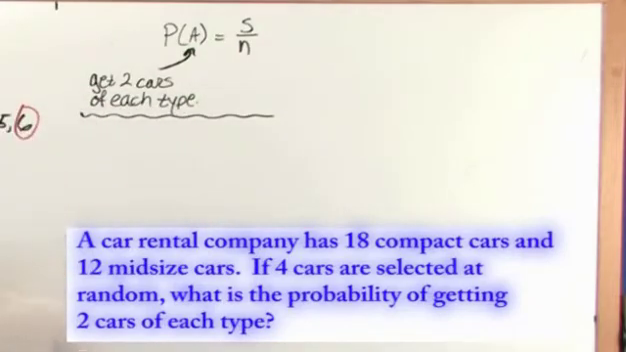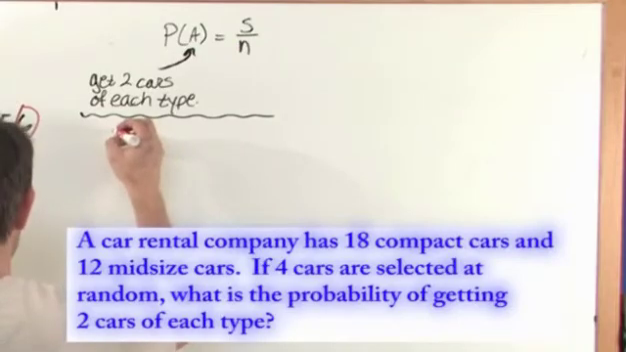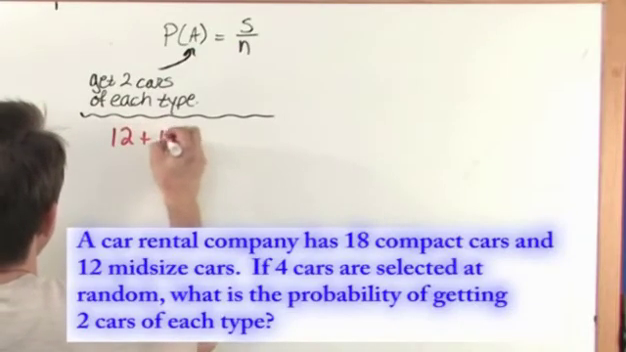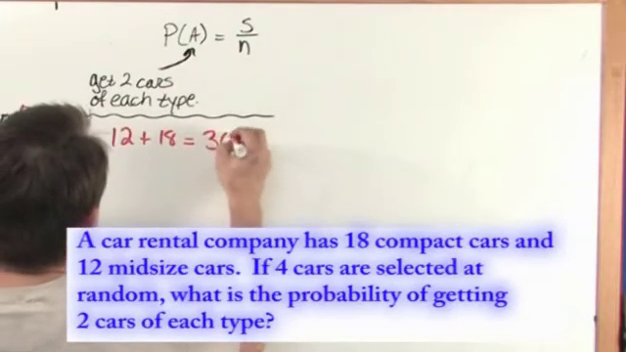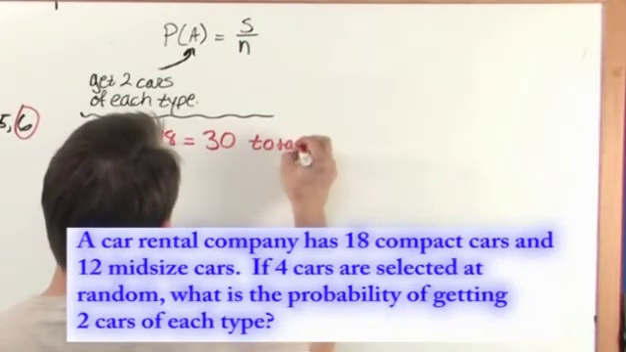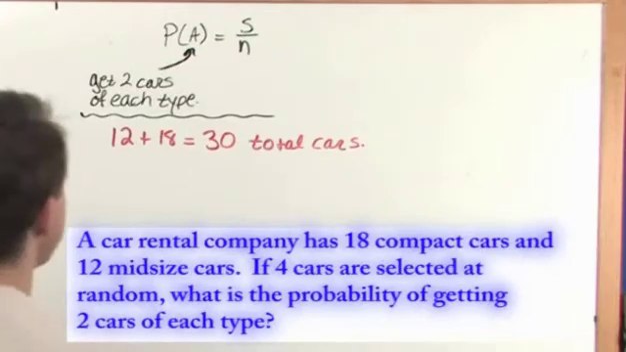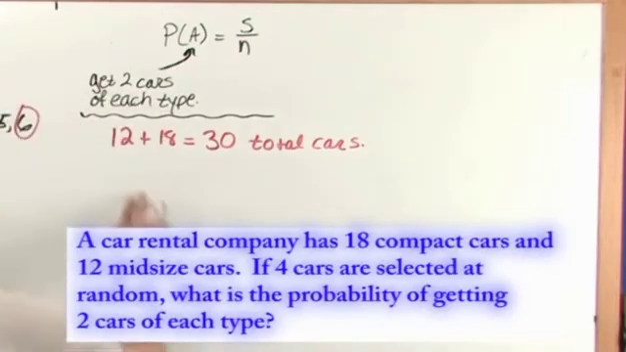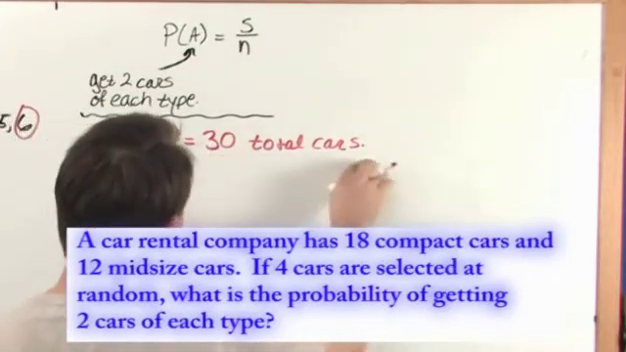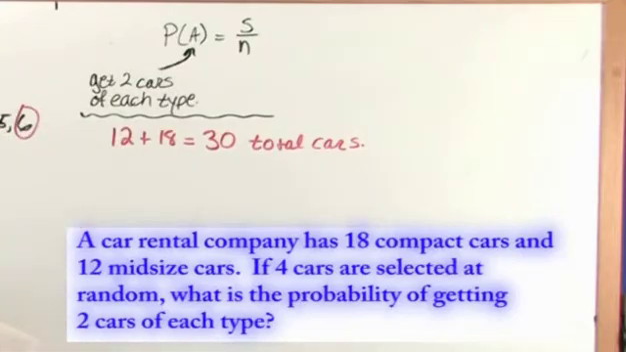Let's switch colors and break it up a little bit. There are 12 plus 18 equals 30 total cars. The problem said that I had 18 compact cars and 12 mid-size cars. That's true, but I'm just telling you because you can add them together. I have 30 total cars altogether, okay?